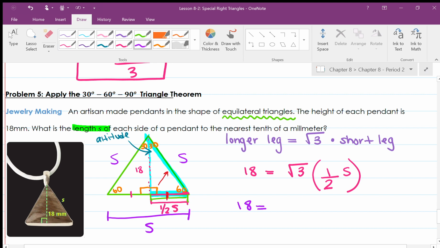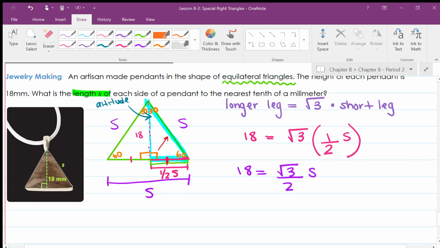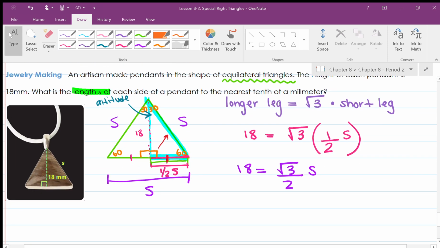18 is equal to radical 3 over 2 times S, is what I have, right? If you multiply. Now, 18 is equal to, you're trying to isolate S here. You want to get S by itself. And I know that the radical might be intimidating you a little bit, but don't let it. So, I'll give myself some space. Radical 3 over 2 S is what we have.